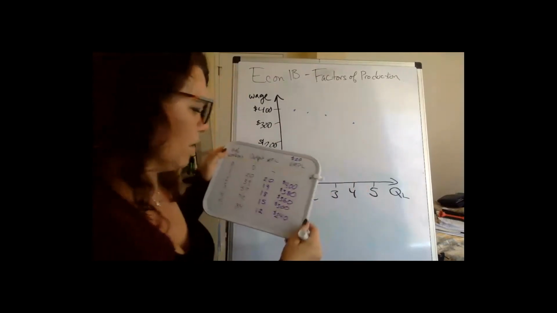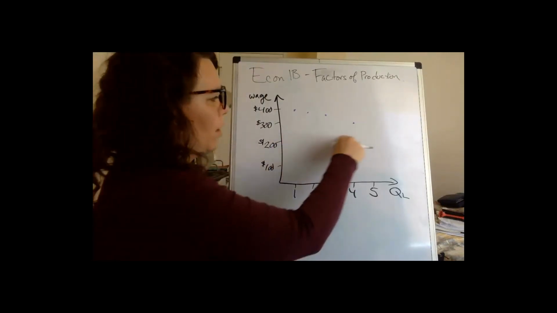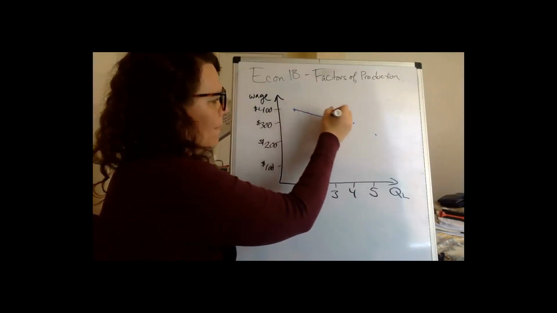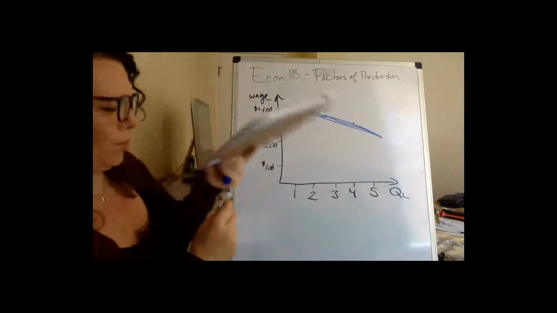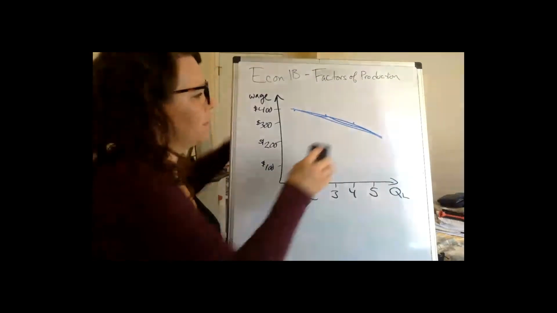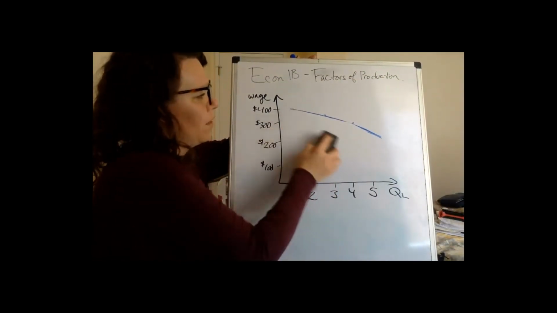All right, it's kind of hard to scale it. And then the fifth worker is going to be 240. So that's going to be right about here. That's about our value marginal product of labor curve. Not as clean as I would like it, but I'll clean it up a little bit here. Let's see. That's about right.